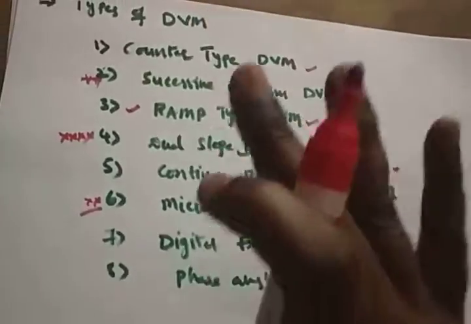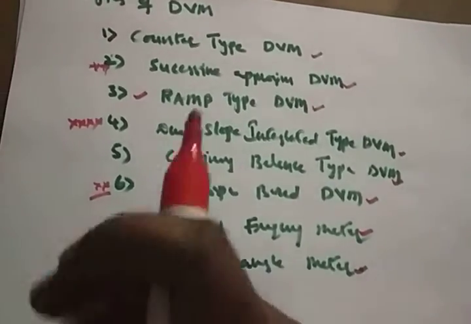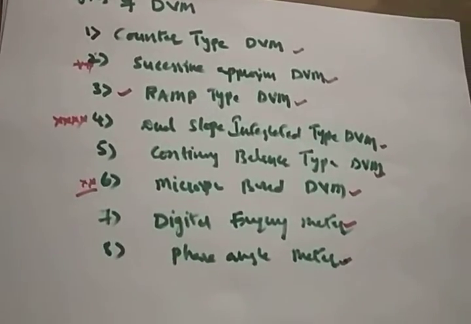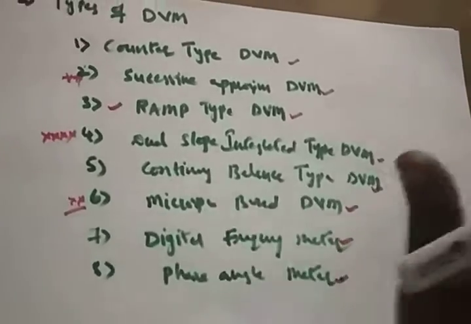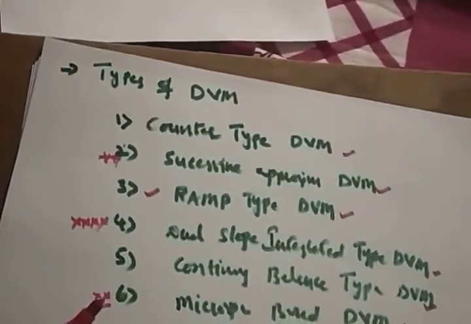So these are the different types, and these are the most important concepts, so you have to stress on them more. That's what I said: we'll discuss each and every DVM in detail, no doubt about that. The first DVM we are going to discuss in this session is the counter type DVM.